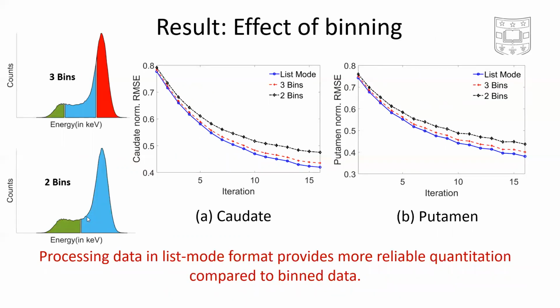We then looked into the effect of binning on the quantitative performance. List mode data from the entire energy spectrum was used for this experiment. We binned the position and energy attributes of detected list mode events. The energy attribute was binned into 2 and 3 bins for 2 separate experiments. Events that fall into a particular energy bin were assigned a representative energy value of that bin. We observed that the list mode data format leads to lower root mean square error for all iterations compared to binning the attributes.